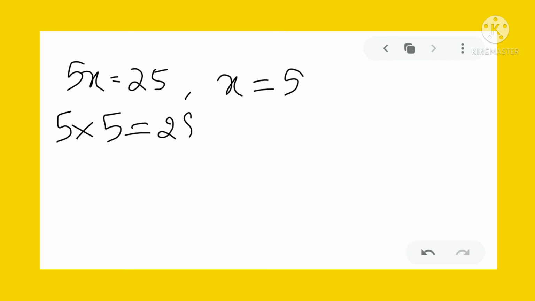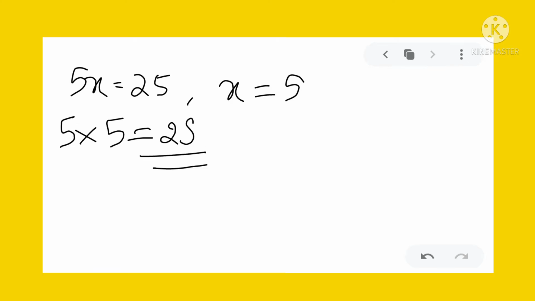5x equal to 25 when x equal to 5. When x equal to 5, what will happen? 5 into 5. What is 5 into 5? It is 25. So 5 into 5 equal to 25. That means x equal to 5 is the solution of the equation.